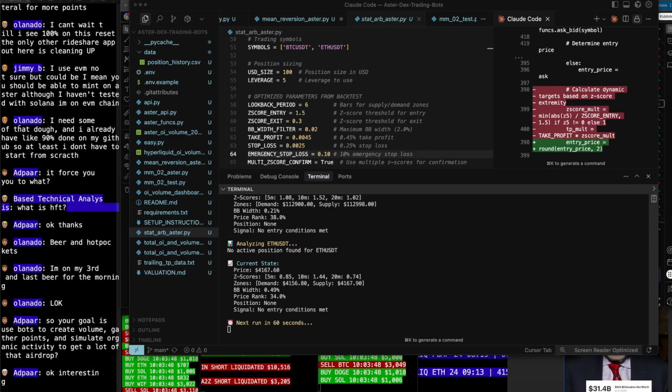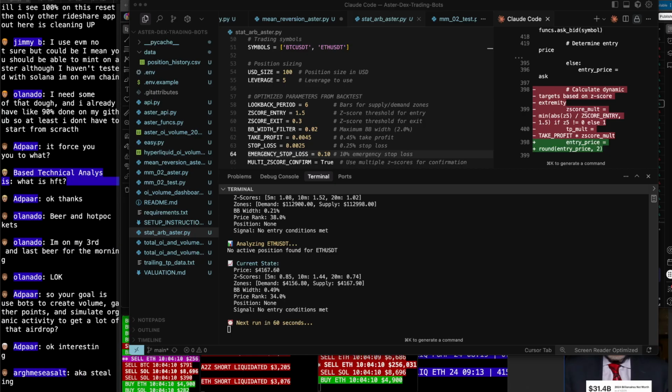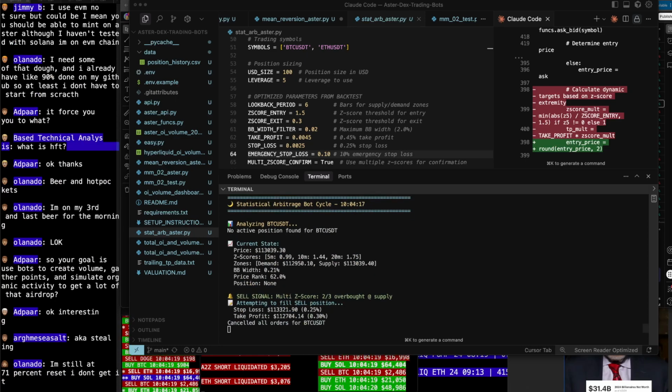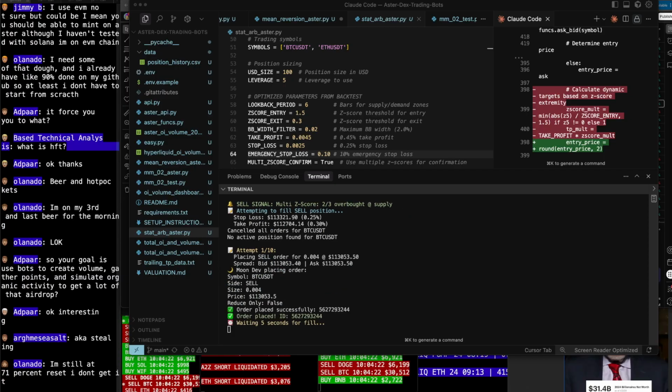Interesting. So next run in 60 seconds, let's see what it does. Okay, so you can see analyzing. Oh, sell signal. Okay, so now it's shorting maybe?